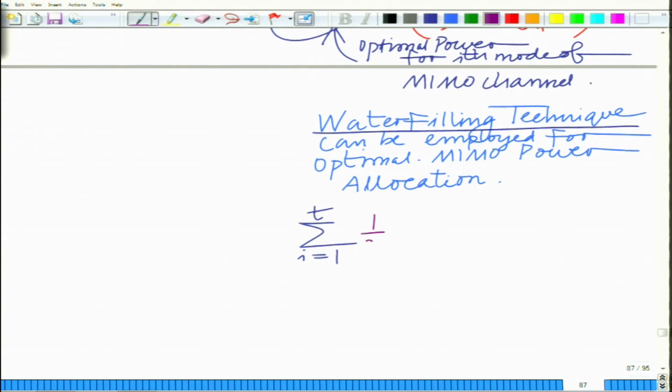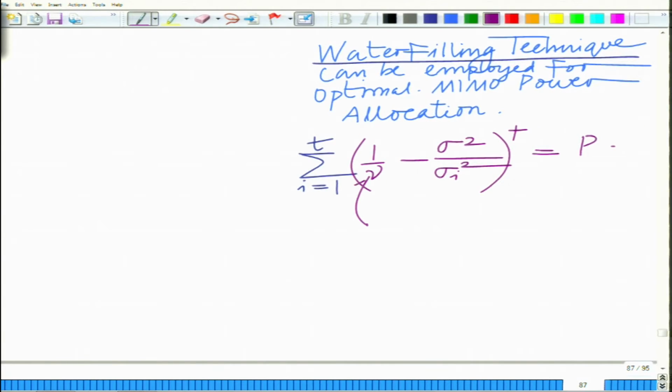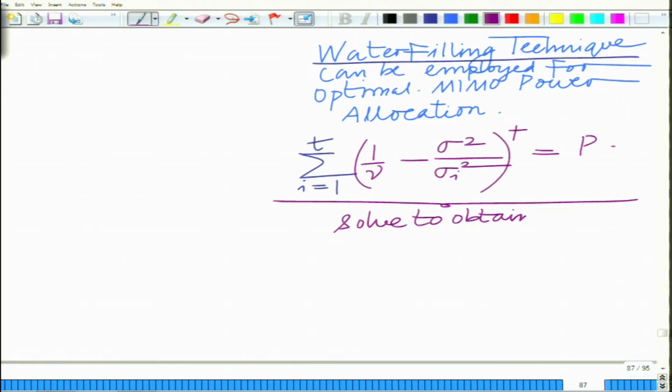The summation from i equal to 1 to T of 1 over nu minus sigma square by sigma i square, plus, equals P. Solve this equation to obtain nu. So, this is the framework for optimum power allocation.